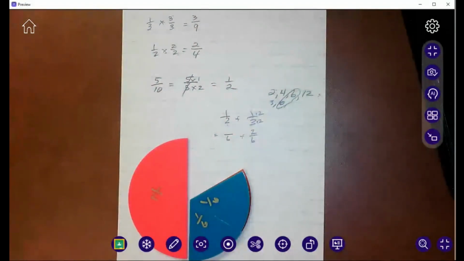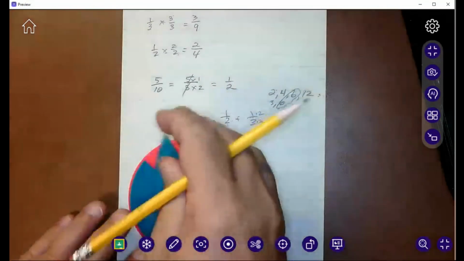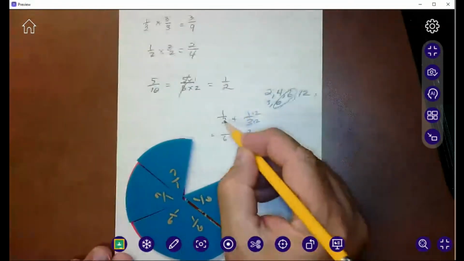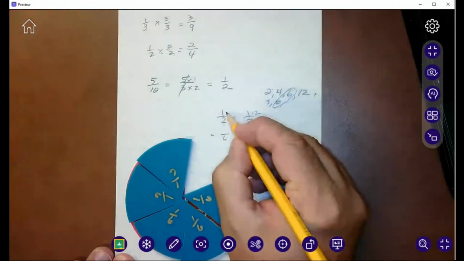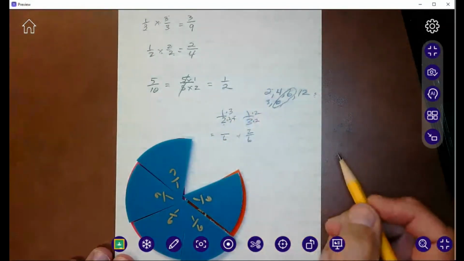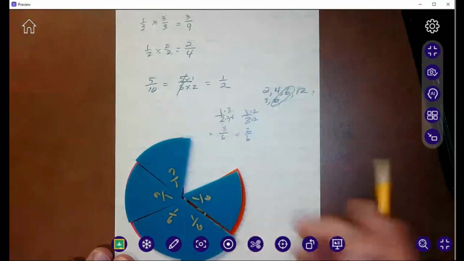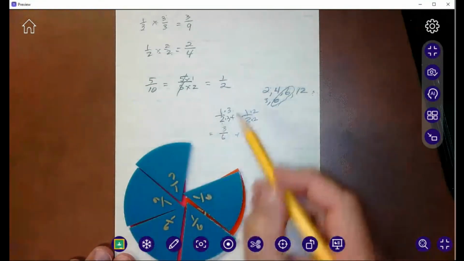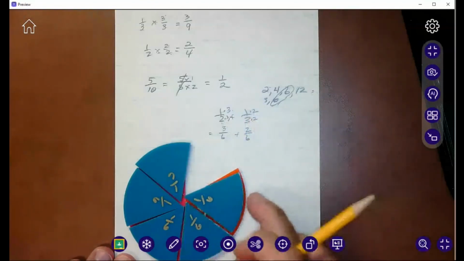The 1/2, we're going to turn it into sixths, and it becomes 3/6. Because I can take the bottom and multiply it by 3, and I can take the top and multiply it by 3. 3 times 1 is 3. 2 times 3 is 6. You can see that we have 3/6 as our 1/2. So we just took 1/2 and rewrote it. We took 1/3 and rewrote it.